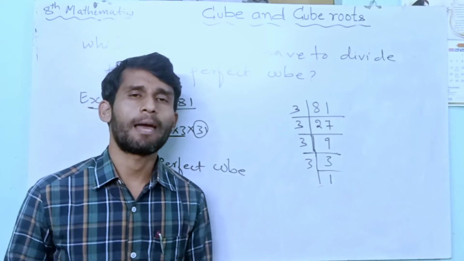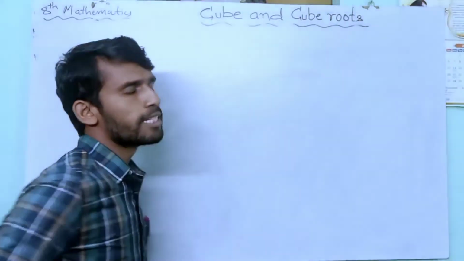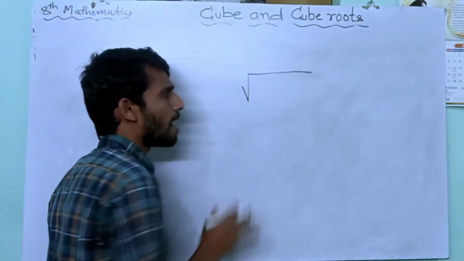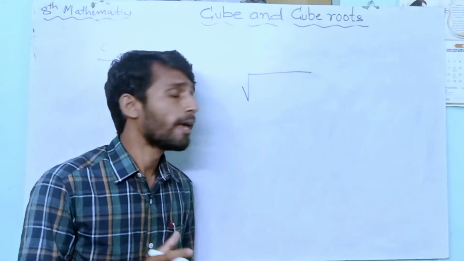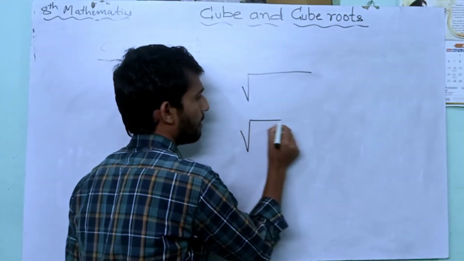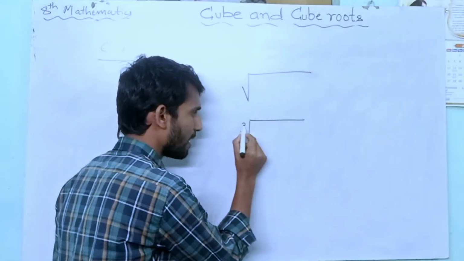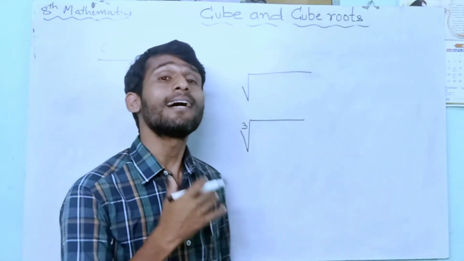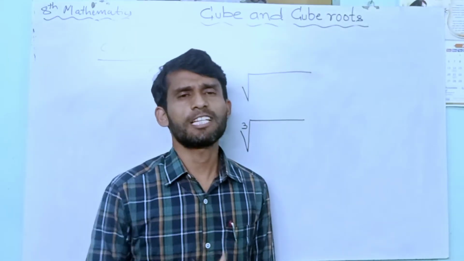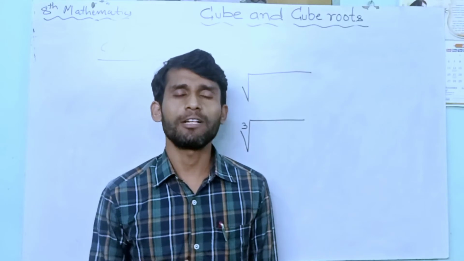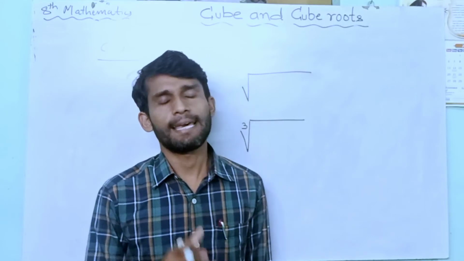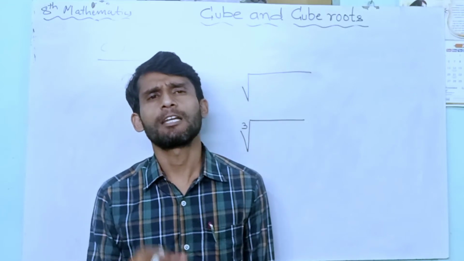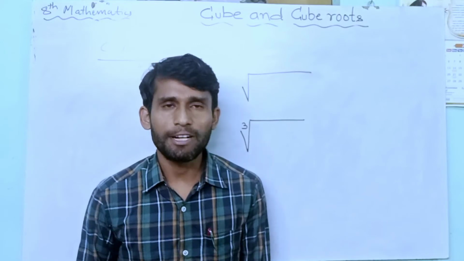Dear student, next topic I am taking is cube root. You know this sign, this is the square root. If you write 3 on this square root sign, you get the cube root. This is the sign for the cube root. Dear student, in your textbook you have two methods to find a cube root. The first one is the estimation method and the second one is the prime factorization method. Now I am using the prime factorization method to find the cube root.